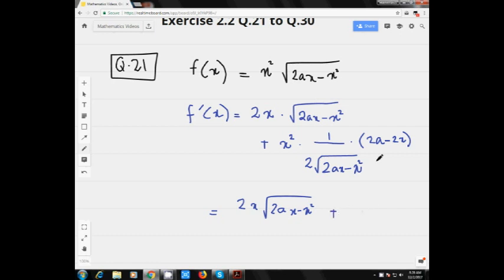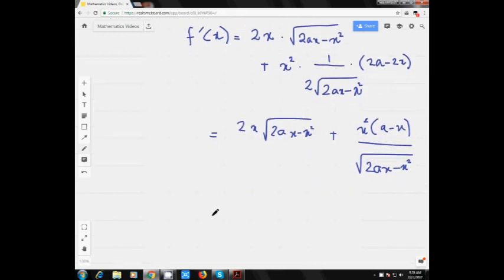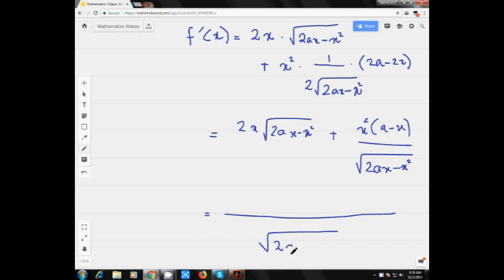2 has to be taken common, and it cancels out with this 2, and we simply get x square times a minus x divided by square root of 2ax minus x square. You have to simplify it further, and it takes the form as I'm doing: 2x times square root of 2ax minus x square, whole square, plus ax square minus x cube.